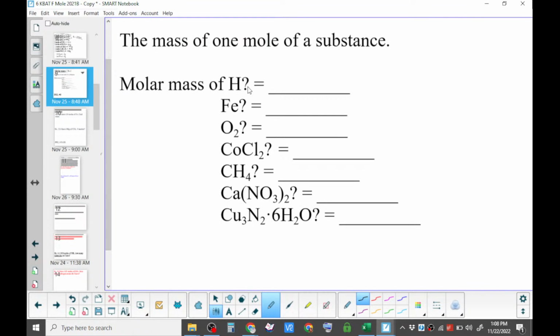Now, we already did hydrogen. What is the molar mass of hydrogen? 1.0. Remember all your sig figs. Grams per mole. Do it for all the rest.